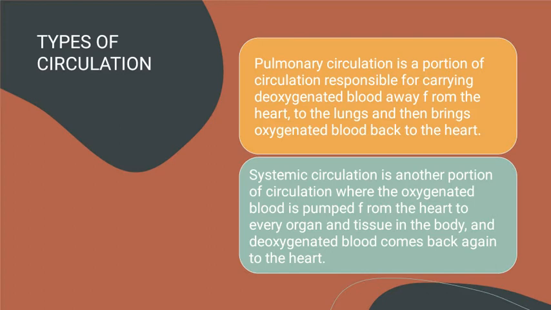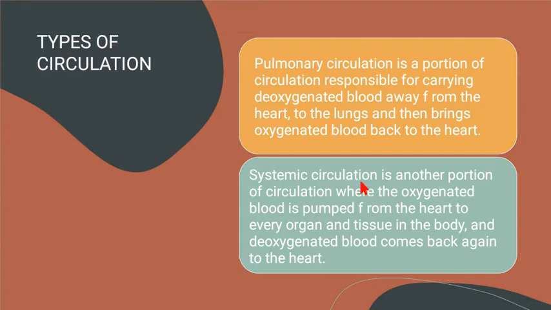There are two types of circulation. One is called the pulmonary circulation and the other is called the systemic circulation. Now the word pulmonary is related to the lungs, so it means that in this circulation, deoxygenated blood from the heart goes into the lungs for oxygenation, and after getting oxygenated, it goes back into the heart. Whereas in systemic circulation, what happens?